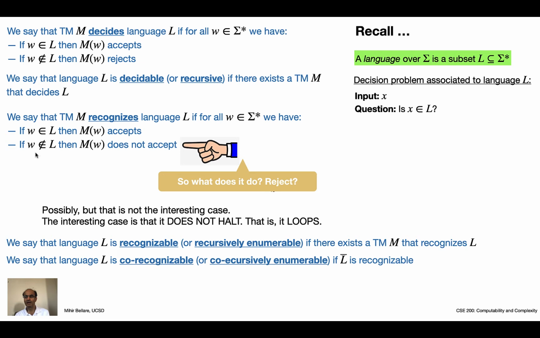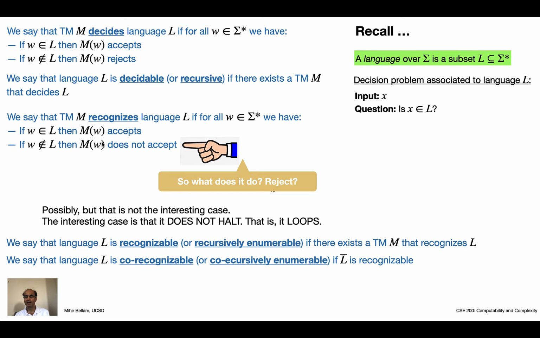What it says is that if the input is not in the language, then when you run the machine on that input, it will not accept. Now, at first glance, that sounds like another way to say it rejects. But the important or interesting element is that it isn't. Certainly one possibility here is that it does reject. But the more interesting possibility is that it neither accepts nor rejects. In other words, it does not halt. It just keeps going and going, and that's called looping.